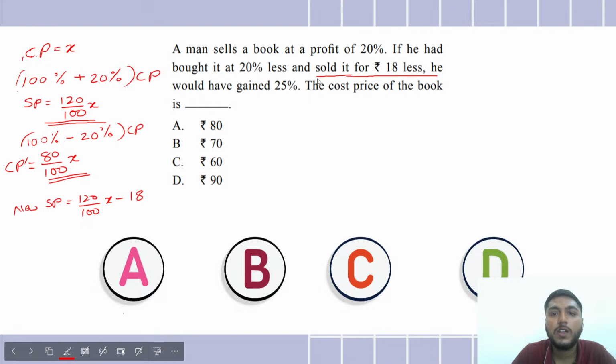So we have successfully completed all these necessary equations, right? For the questions. And now next is what given. We would have gained 25%. So the profit percentage is given again over here. Profit percentage is given, 25.